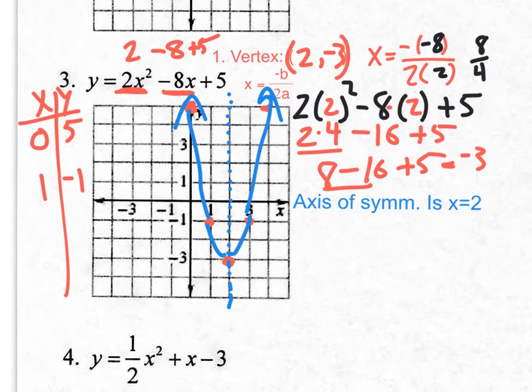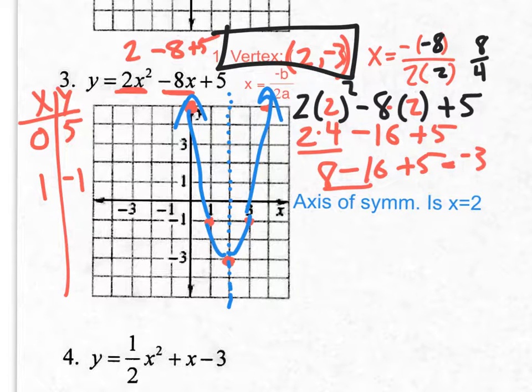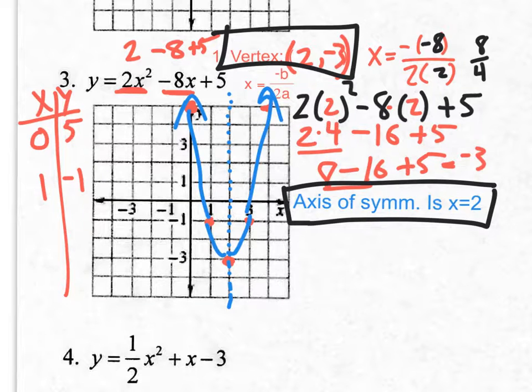Okay, so let's answer the rest of the questions. So we said that the vertex, we found that, was 2, negative 3. That was 1 point. Another point was stating the axis of symmetry. It's x equals 2, and you have to say x equals 2, not just 2. What else? We need domain and range. Let's go for domain. What's the domain of this thing?